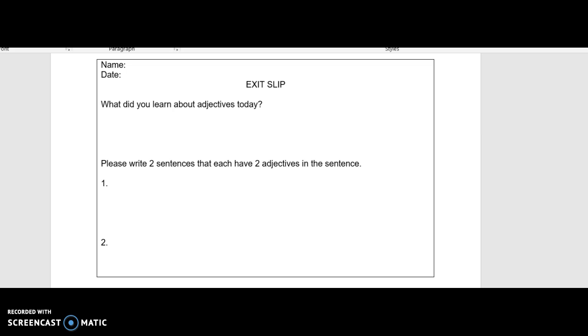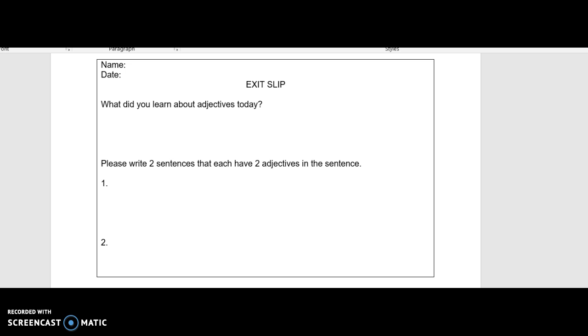You can write your name on it. And I'm going to ask you to do 2 things. I'm going to ask you to answer the question, what did you learn about adjectives today? So it didn't have to be during class. It could have been from what you did at home, from viewing the Prezi. What did you learn? Or it could have been what you did in class. So if you didn't know something and we said it in class, then you could write that.